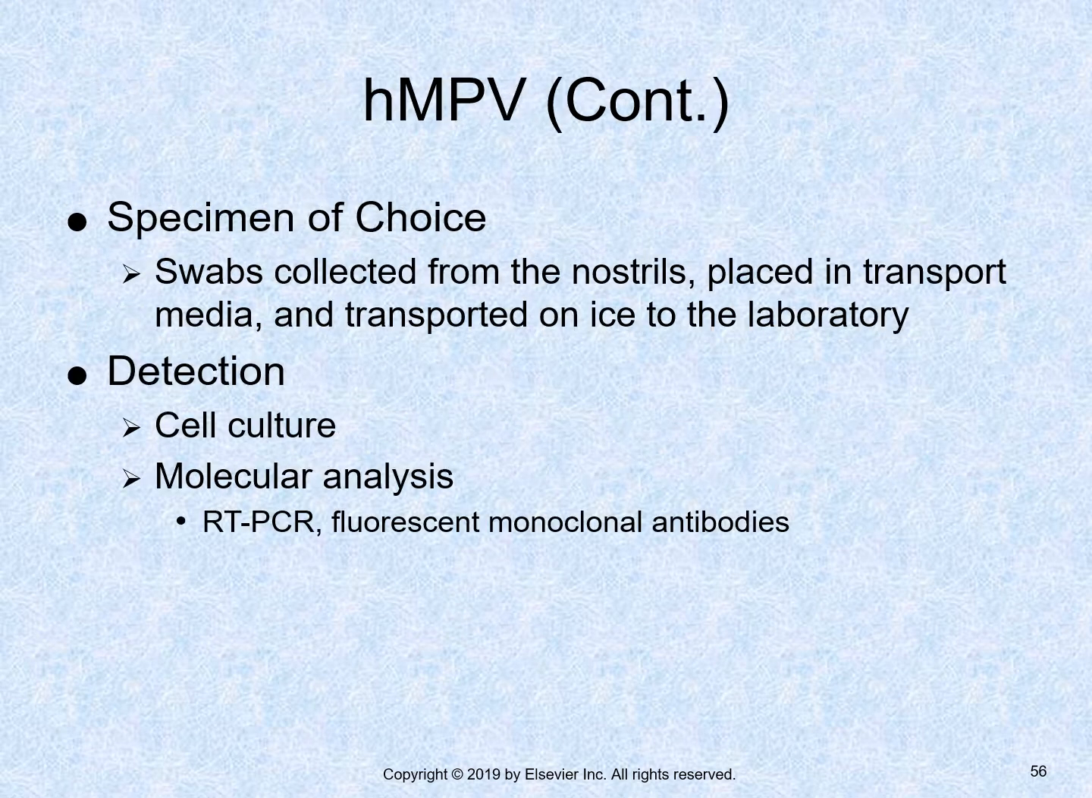Swabs collected from the nostrils are the specimen of choice for human metapneumovirus. Once collected, they're placed in transport media and transported to the laboratory on ice. Cell culture and molecular assays are used to detect human metapneumovirus.